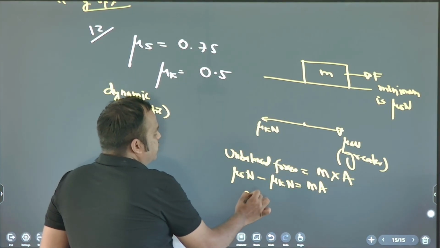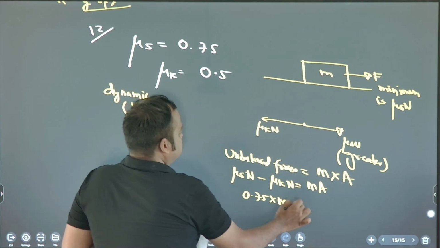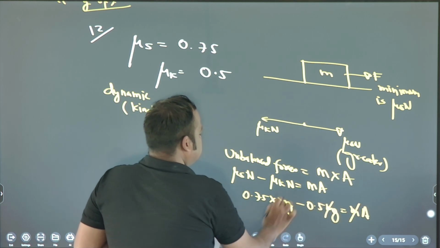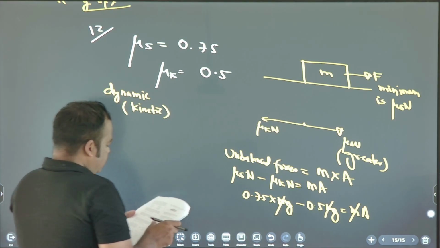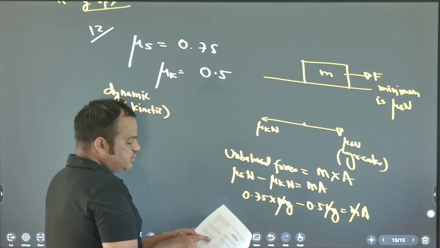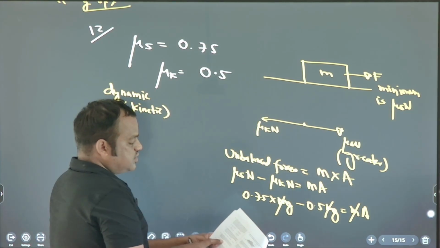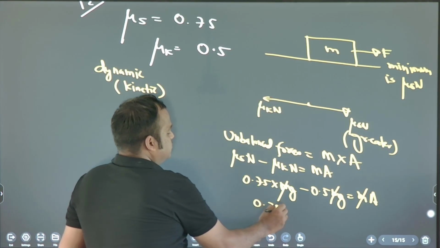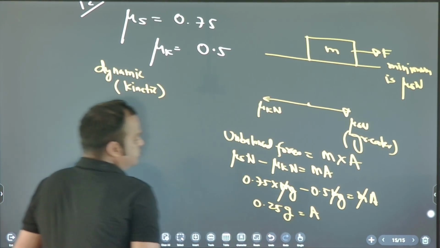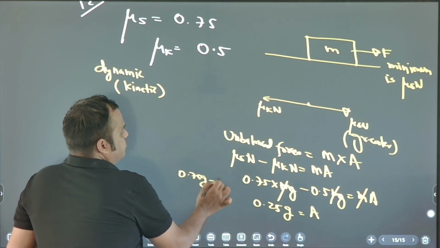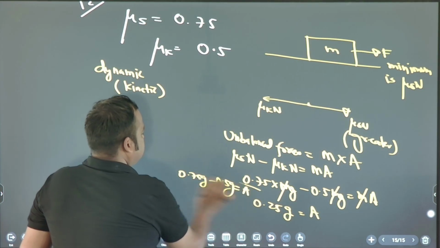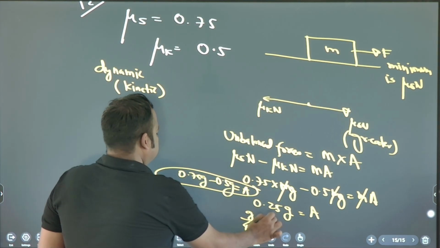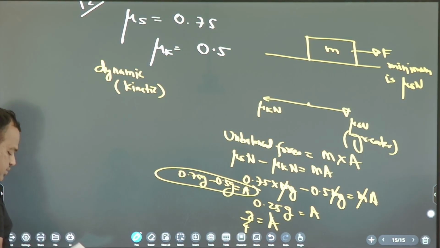So mu S is 0.75, N is mg, minus 0.5 mg is equal to ma. Okay, m cancels. So you have to find the acceleration, which is constant. Now 0.75 g minus 0.5 g, how much? 0.25 g. Okay, clear, understood. 0.25 g means g by 4. G by 4. Okay, clear?